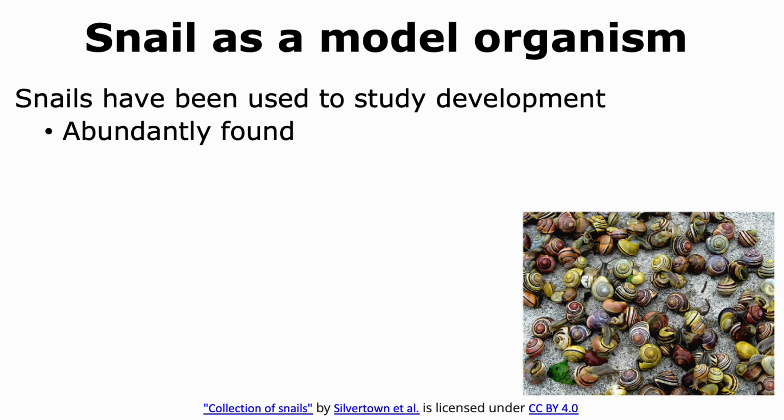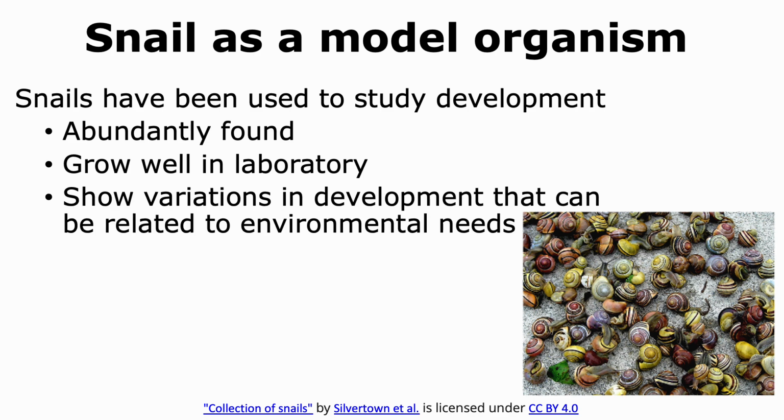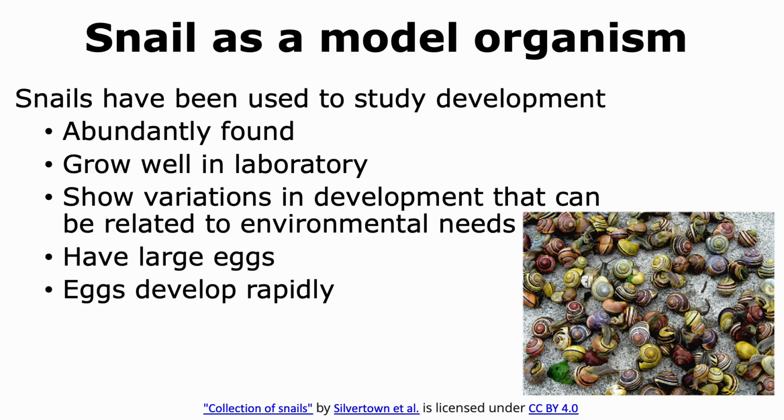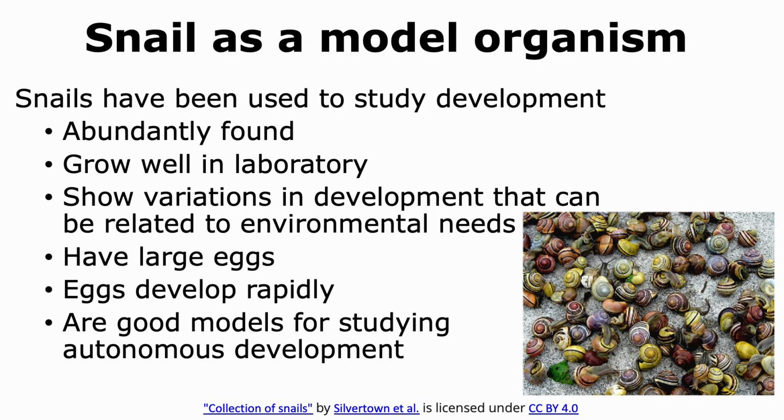Now, snails have been traditionally used as a model to study development because they're abundantly found. They grow well in a laboratory, so they're low maintenance. They show variations in development that can be related to environmental cues, and they have large eggs that can be observed easily. The eggs develop rapidly, so they don't take too long to develop. And thus, snails are good models for studying autonomous development too, because during embryonic development, autonomous specification plays an important role. Thus, the snails are good models.